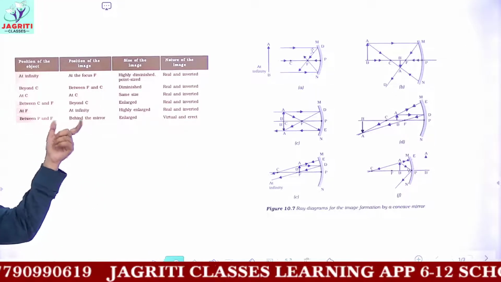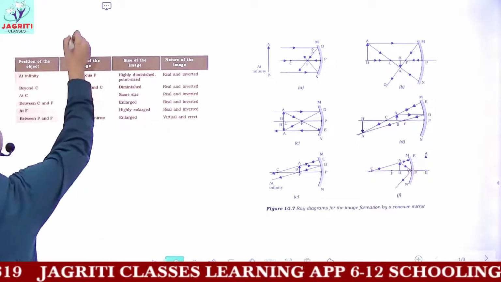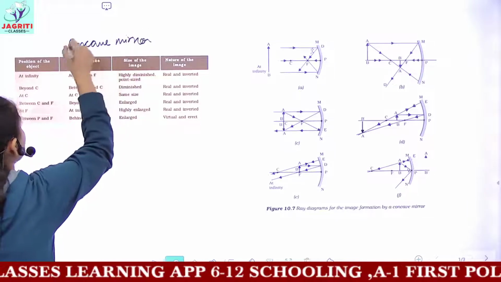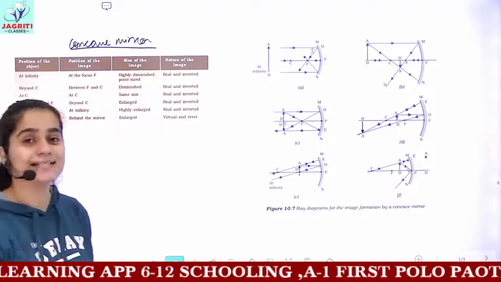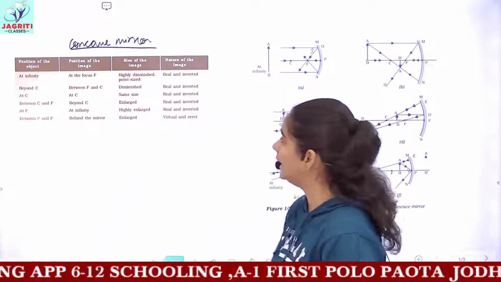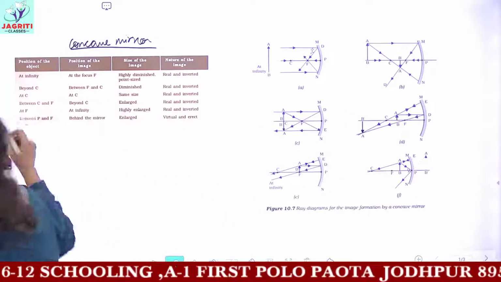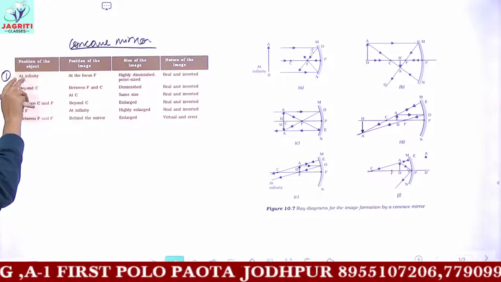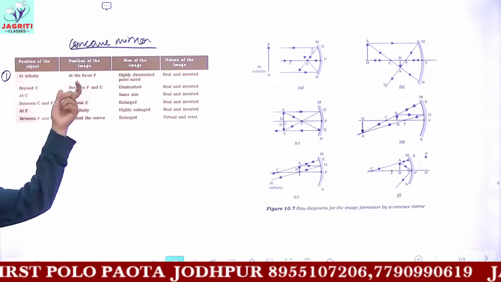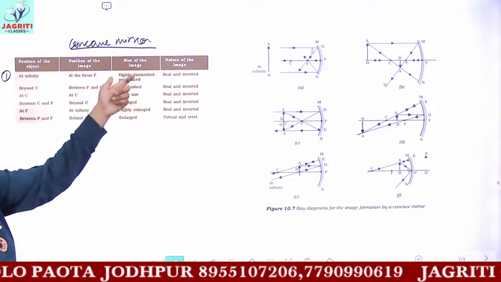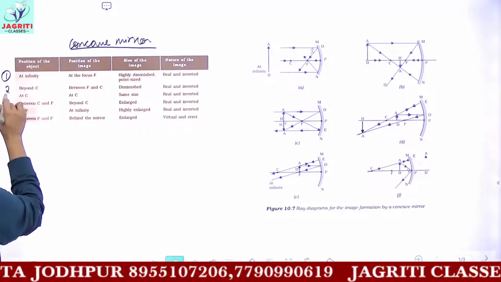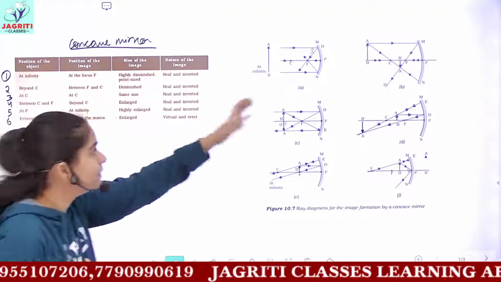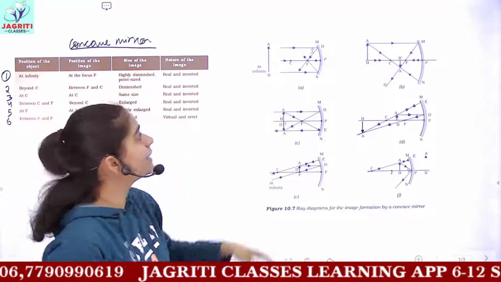This is the table which is given in your books for concave mirror, and you have to learn the table. I explained the concepts of this table in the previous video lecture. According to this table, you have 6 cases. You have different positions of object, and accordingly different positions of the image. Then you are given the nature and size of image. Because you have 6 cases for the object and image position, in turn you have 6 figures here. These are known as ray diagrams.